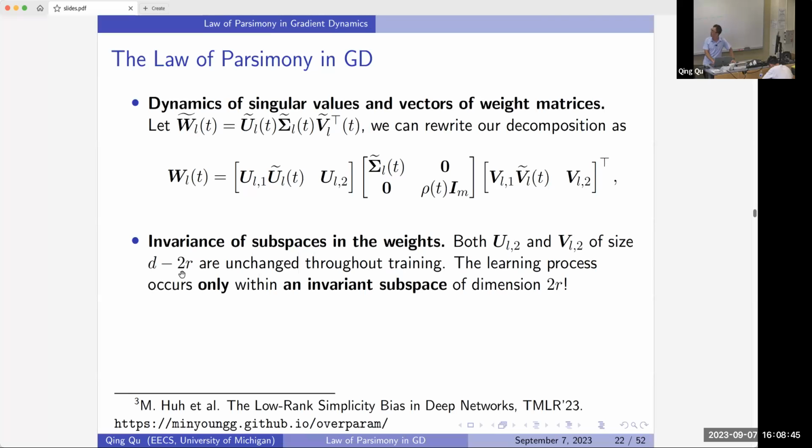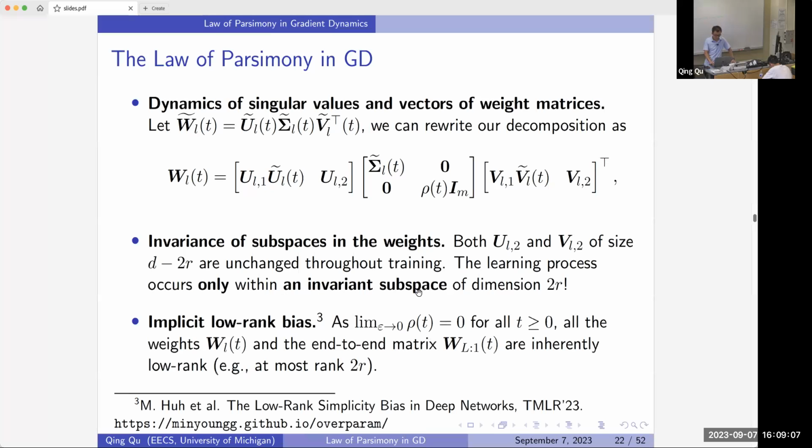So this comes to the second claim, an implication of our theorem: the majority of the subspace is actually unchanged, if you have some low dimensional substructures in our data, either in the label or in our input. And the learning process is only happening within a 2R dimensional invariant subspace.